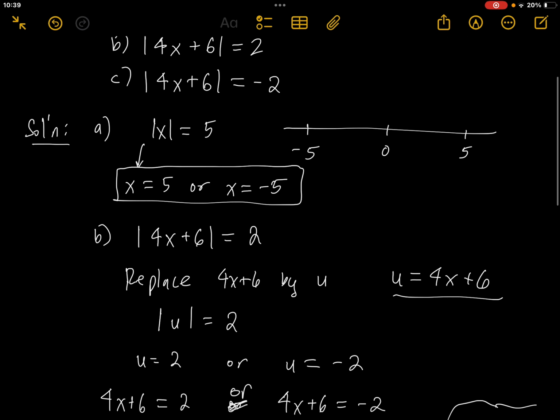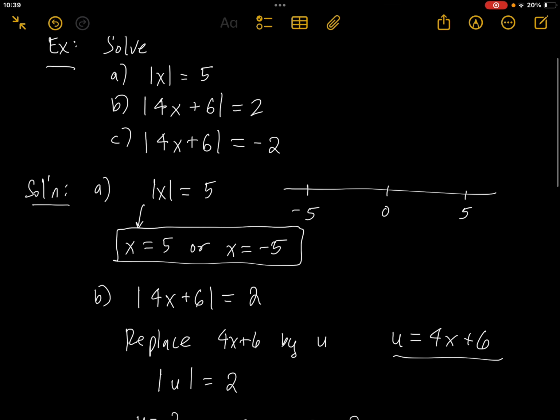All right, C. So I'm actually just going to do the answer here. The absolute value of 4x plus 6 is negative 2. Well, what that would mean, if there was a real number x that made this equation come true, what would happen?